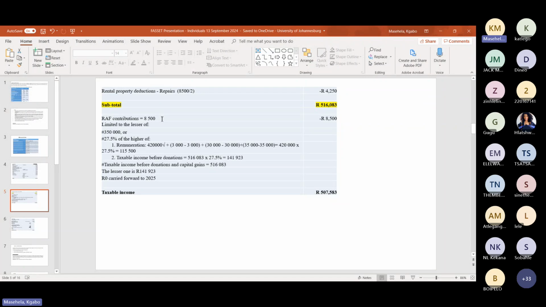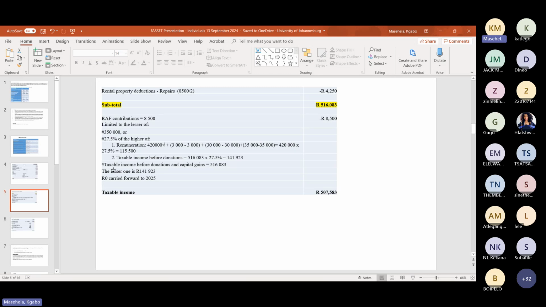Guys, this is a principal mark, but most of you did not manage to get it. You cannot say 350,000 of remuneration plus 420, what you calculate. You must say 350,000 or 27.5% of the higher of the following. Remuneration. Yes, we have got bonus. Look at this. We are only taking the remuneration into account, and again the exemptions.